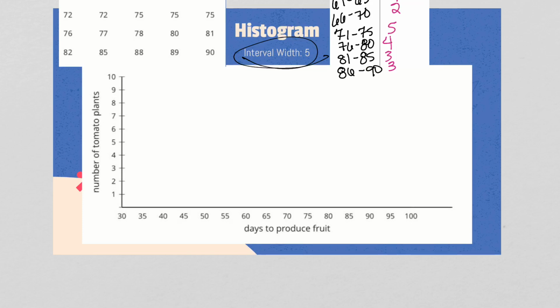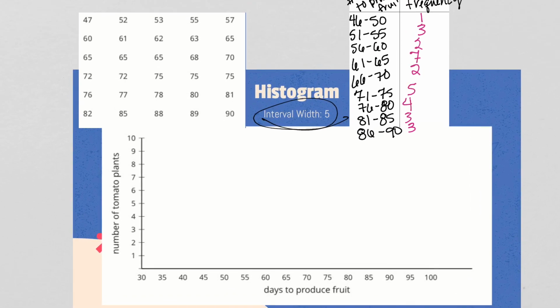All right, so now we're going to graph our numbers that we have. I'm going to leave that right about there. That's where you can see the numbers. We have from 46 to 50, we have 1. So we're going to start here. We didn't have anything below that 45 to 50 mark. Then we have 51 to 55. We have 3. So I'm going to go up to our 3 here. All right, from 56 to 60, we have 2.